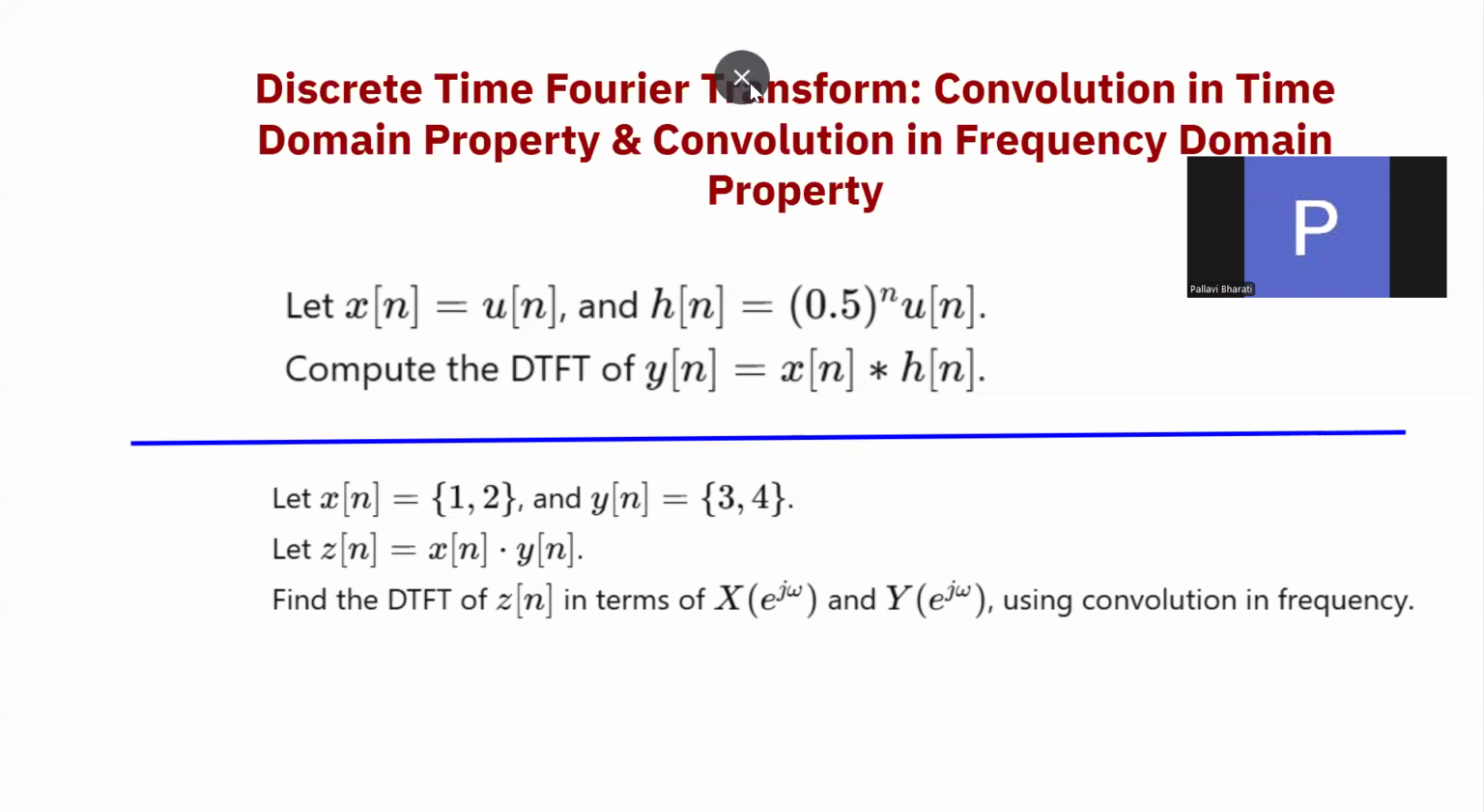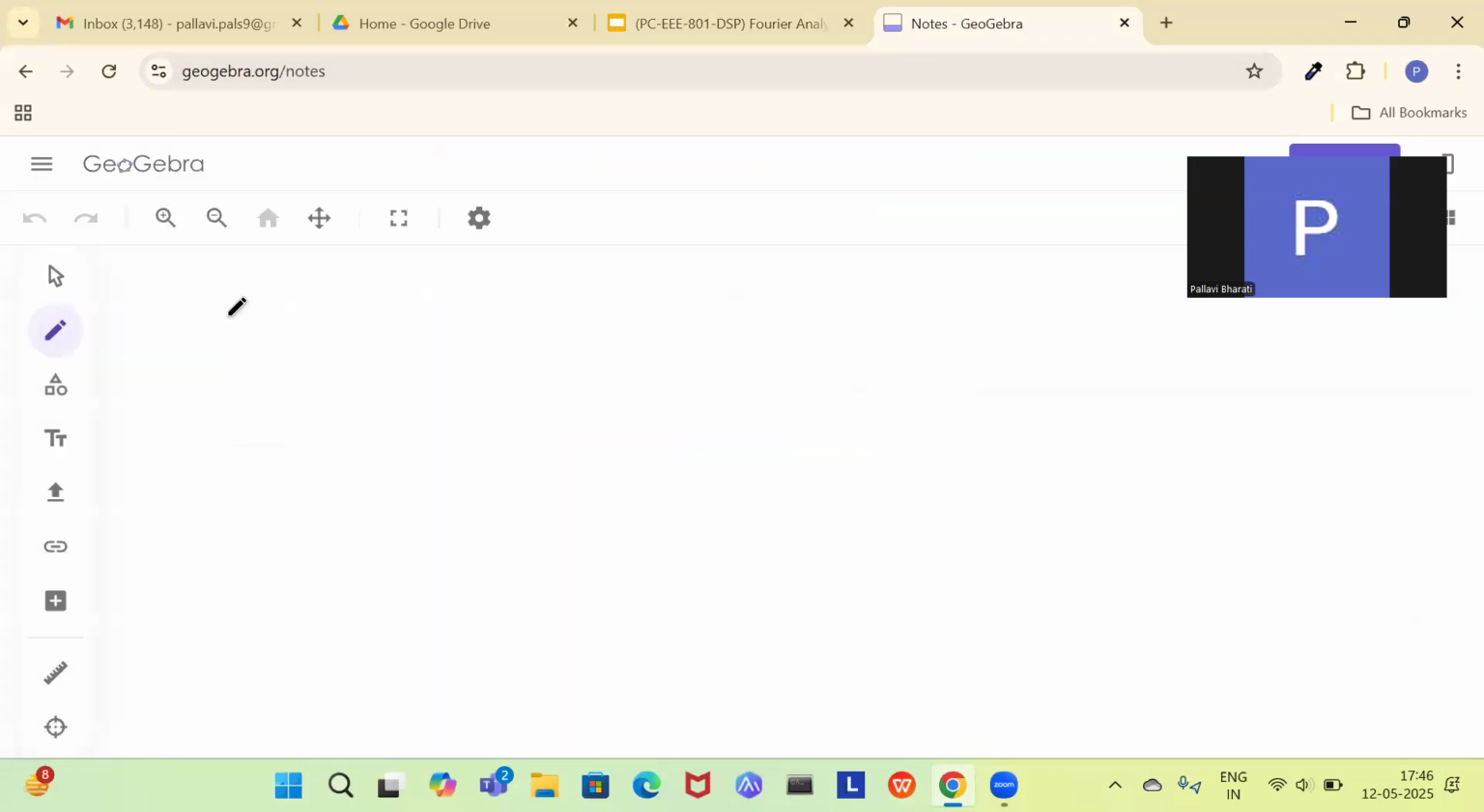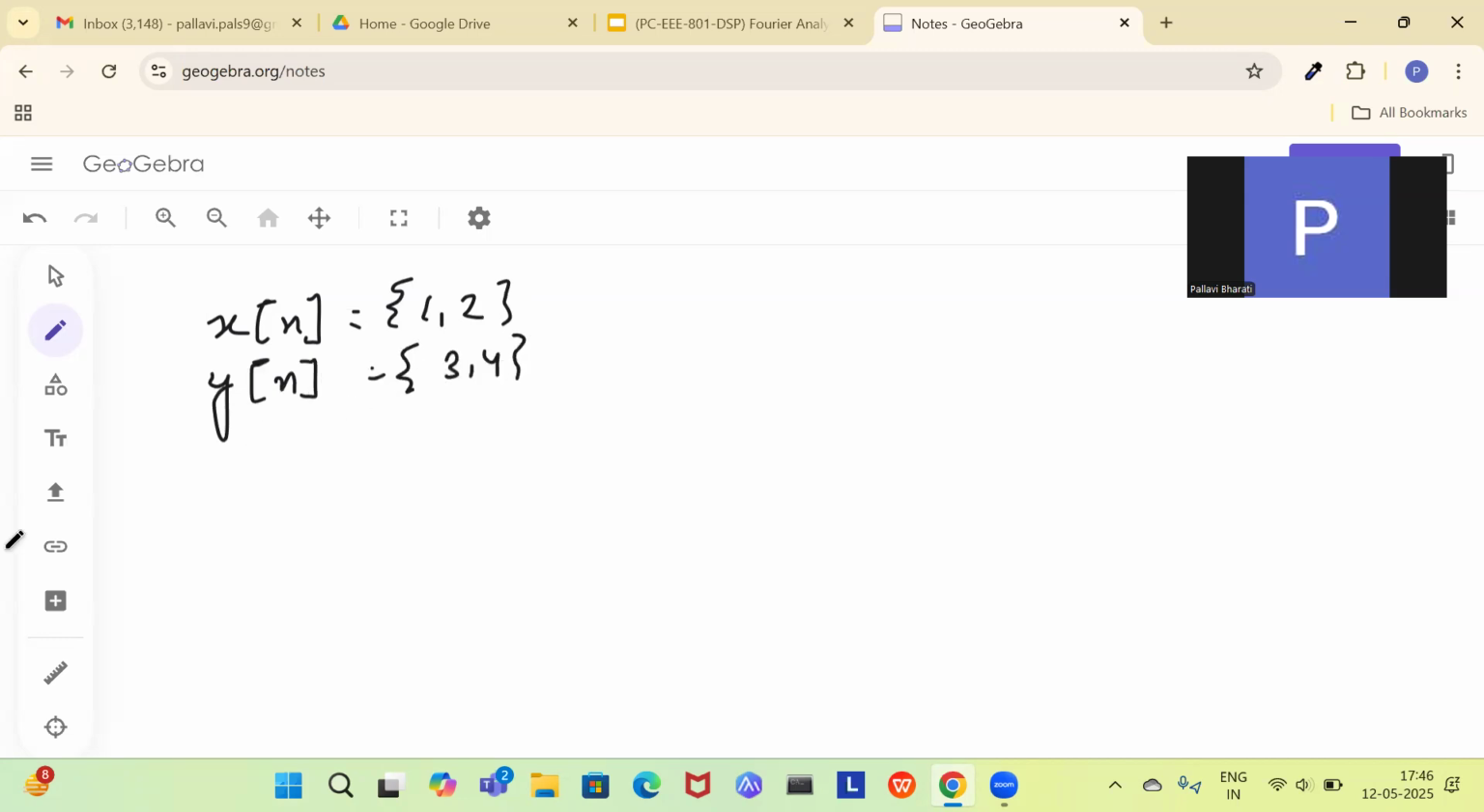Okay, let us see. So x n is given to us. This is the opposite of the previous one. So x n is given to us as 1 and 2, and y n is given to us as 3 and 4. Now they are telling us to find the DTFT of z n.